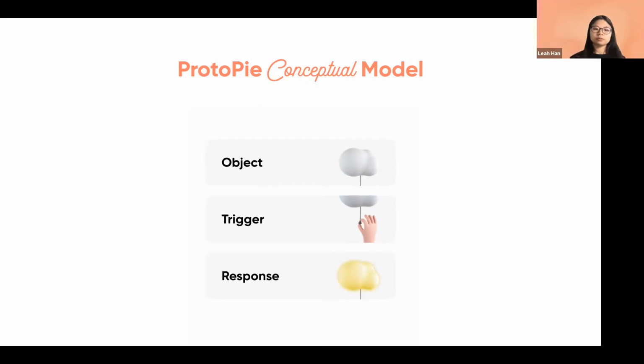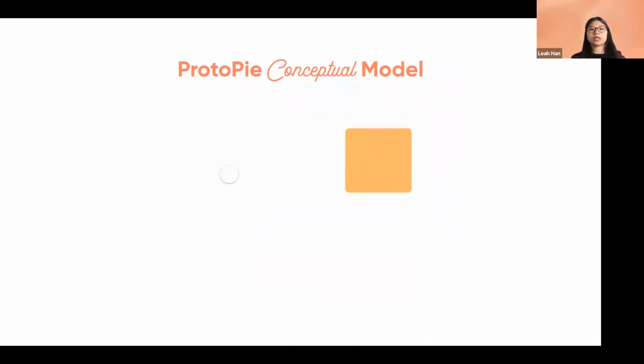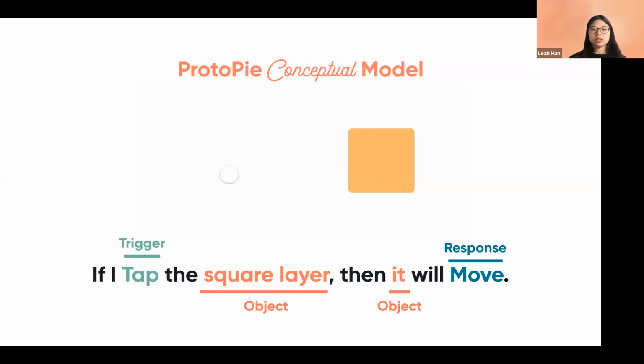For example, when you see this interaction or imagine it in your mind, how will you describe it to others? Maybe you will say, there is a yellow layer, and when I tap it, it will move to the right. This sentence already includes the trigger, response, and objects. So even if you haven't heard about this conceptual model, you already use it every day.